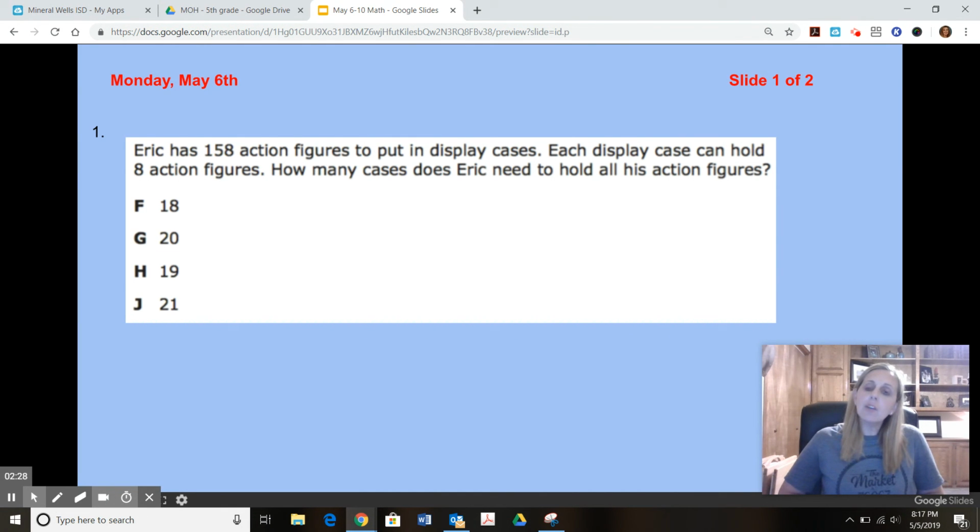So think about how you would solve this problem. We've just talked through some of our questions. We do have a total. We do have equal groups. And we want to make sure that we have all of his action figures. So spend a little time talking with your group and see if you can solve this problem. And then your teacher will click to the next slide and we will have our solution.